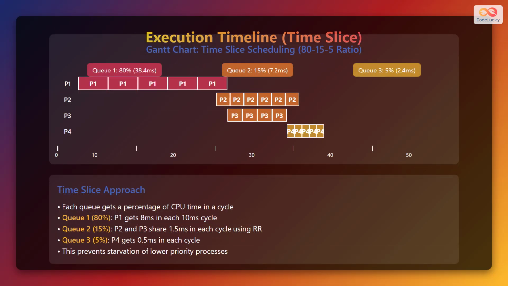Now, let's examine the execution timeline using the time slice approach with an 80-15-5 ratio. Q1 gets 80%, which is 38.4 milliseconds of the CPU time, Q2 gets 15%, which is 7.2 milliseconds of the CPU time, and Q3 gets 5%, which is 2.4 milliseconds of the CPU time. P1 gets 8 milliseconds in each 10 milliseconds cycle. P2 and P3 share 1.5 milliseconds in each cycle using round robin. P4 gets 0.5 milliseconds in each cycle. This time slice approach prevents starvation of lower priority processes by ensuring they receive some CPU time in each cycle.